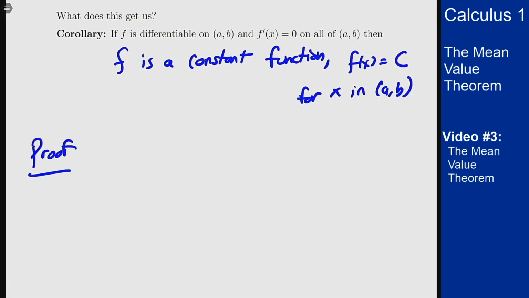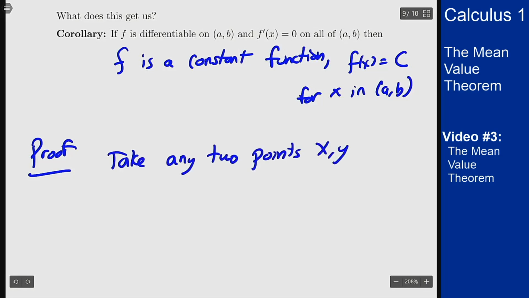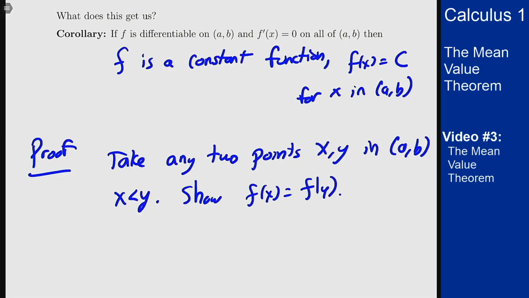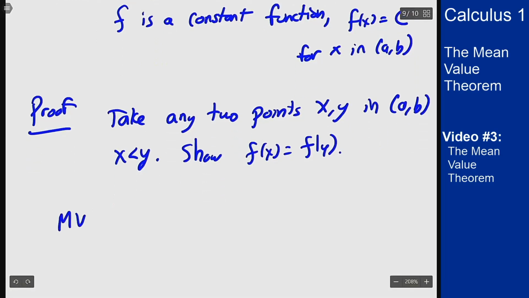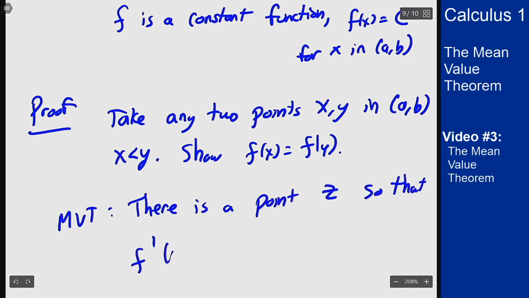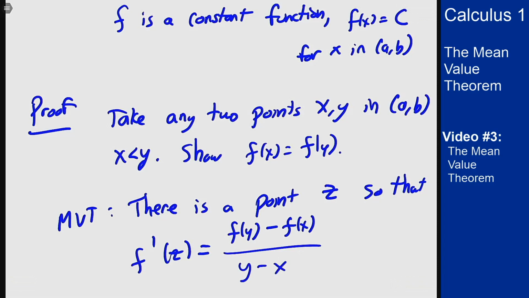Well, let's take any 2 points, x and y, in the interval from a to b with x less than y. Our goal is going to be to show that f of x equals f of y. Therefore, my function has to always be constant because for any 2 points I pick, they're always the same. Well, what does the mean value theorem tell us? The mean value theorem tells us that there is a point z, so that f prime at z equals f of y minus f of x over y minus x. But because f prime is always 0, I know this is 0 over here.